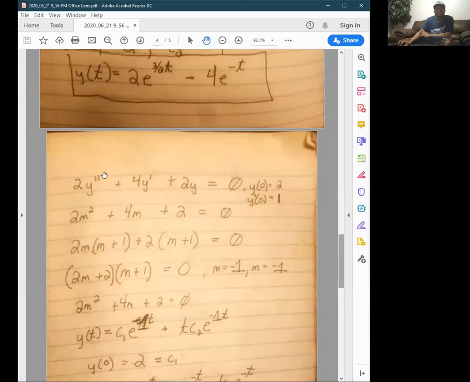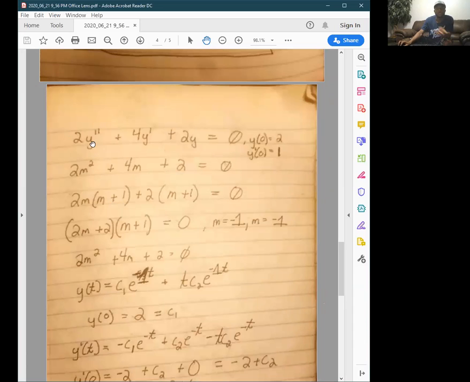On this one, we have 2y double prime plus 4y prime plus 2y.